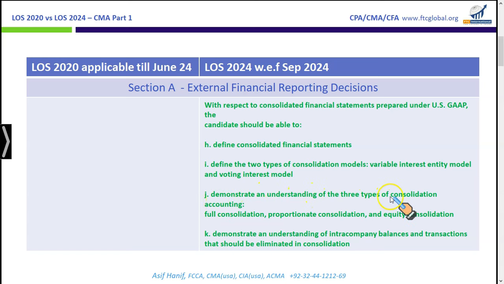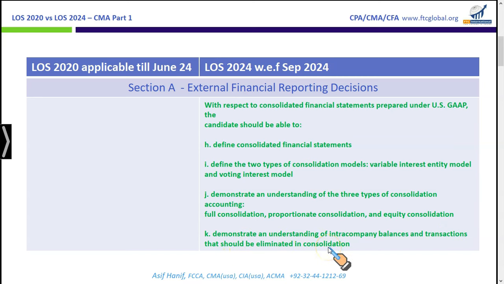Demonstrate an understanding of the three types of consolidation accounting. Full consolidation, that involves all the assets, liabilities, incomes and expenses of subsidiaries are included in the parent financial statement. Proportionate consolidation, only the investor share of assets, liabilities, incomes and expenses of a joint venture is included. And then the last one is equity consolidation. This is the kind of consolidation where the investor recognizes their share of investee's net income or loss in the financial statements. Then it says demonstrate an understanding of intra-company balances and transactions that should be eliminated in consolidation.